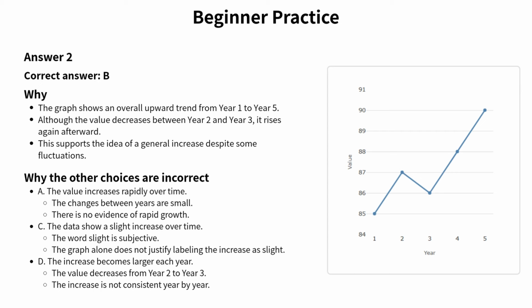That's exactly why choice B is best. It says there is an overall upward trend despite some fluctuations. It matches what the graph shows, an upward direction, but not a perfectly steady climb.